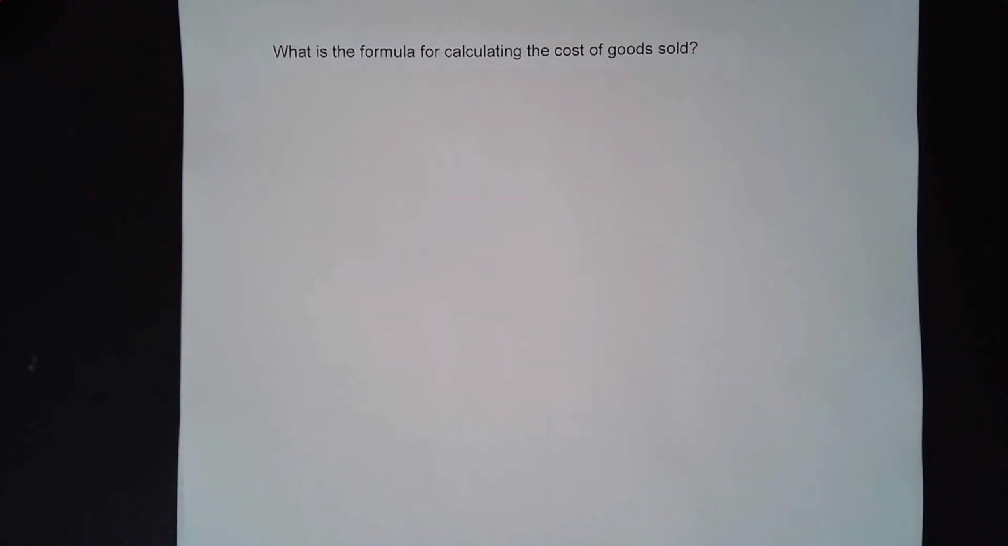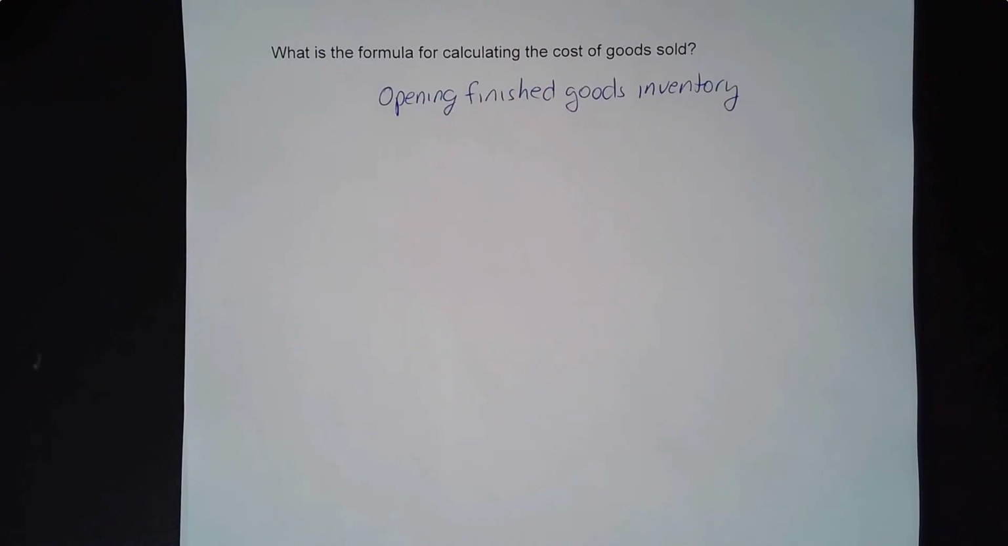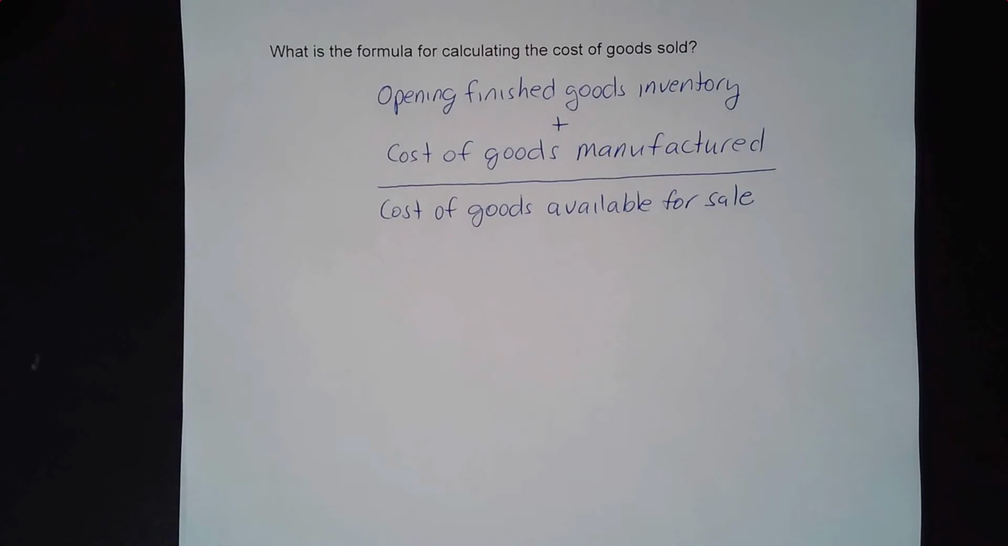Exactly what is the formula for calculating the cost of goods sold? We start with the opening finished goods inventory. We then add in the cost of goods manufactured. The total, or sum, equals the cost of goods available for sale. This is the cost of all the goods that have been available to clients or customers throughout the whole period. But in order to get to the cost of goods sold, we have to deduct the finished goods inventory at the end of the period.